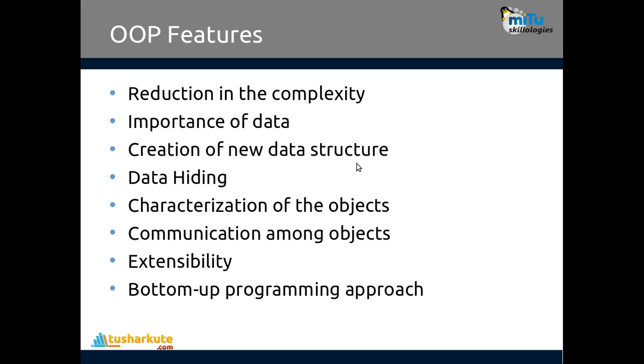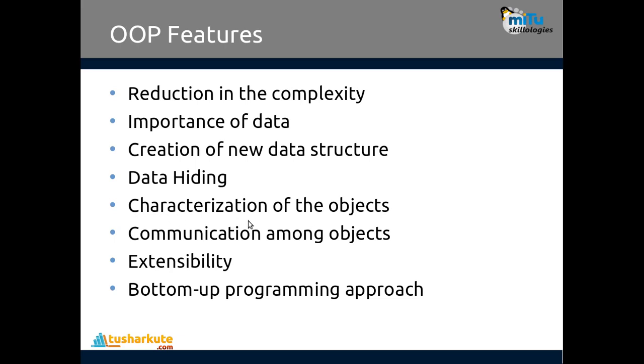Creation of new data structures. A class is created by the user. You define the name of the class, the names of the methods, and the names of attributes and properties. That's why it's a new data structure created. Data hiding. What properties it contains, we can hide the data from the external world. So data hiding is present. That also we can see practically, how the data is hidden from the external world.